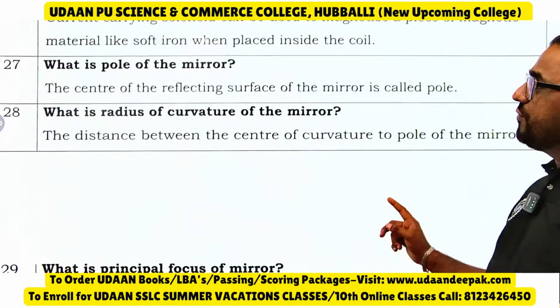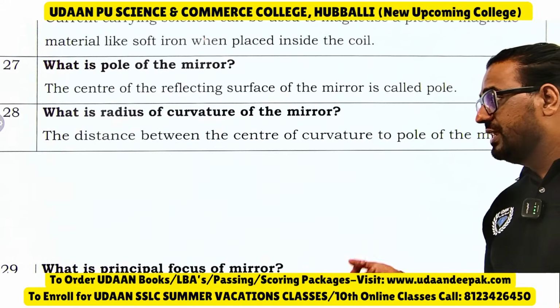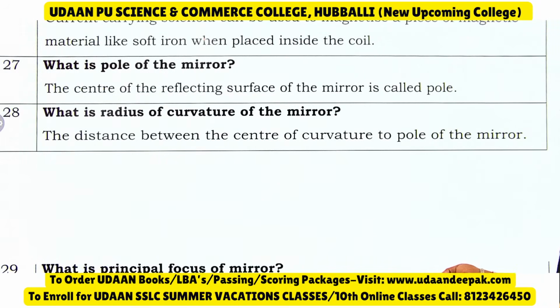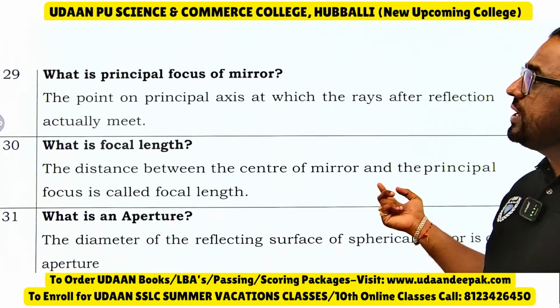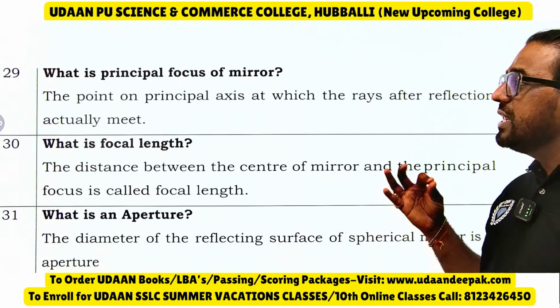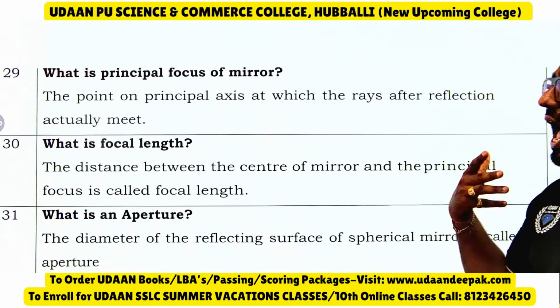What is the pole of the mirror? The center of reflecting surface of the mirror, we call it the pole of the mirror. The distance between the center of curvature and the pole of the mirror. What is principal focus of the mirror? The point on the principal axis at which the rays after reflection actually meet.